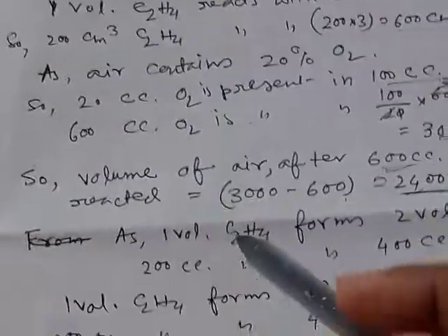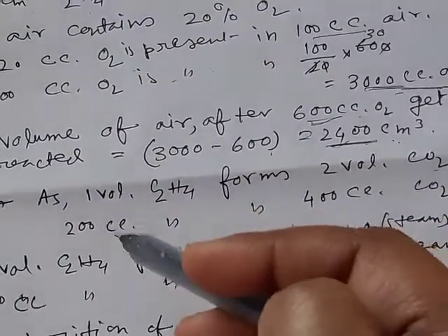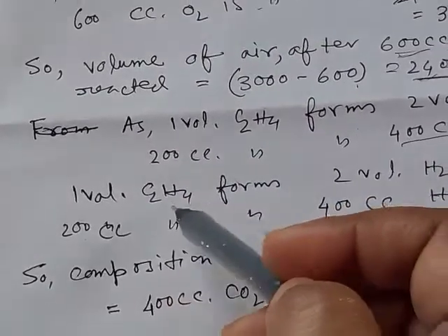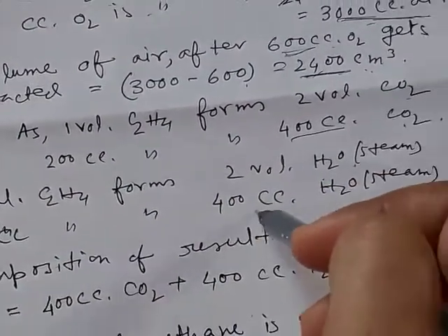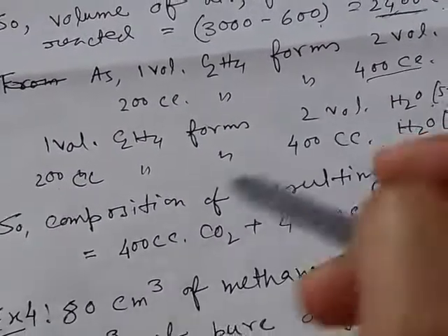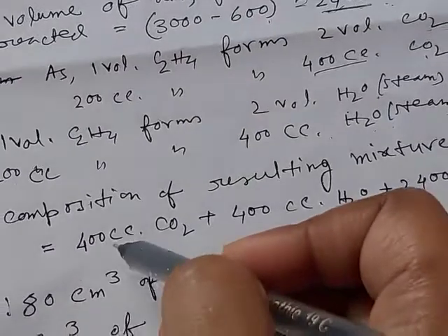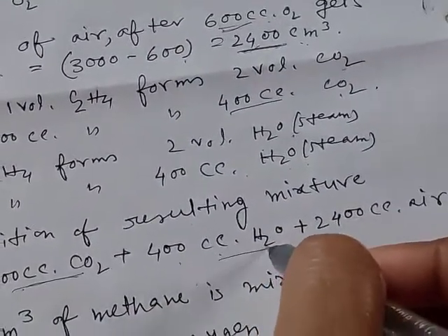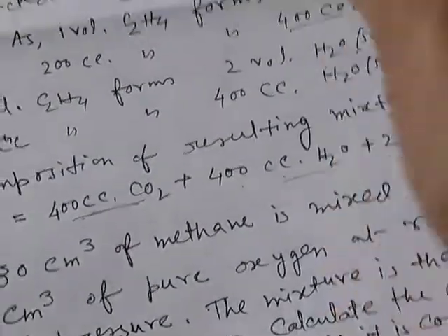Now from 1 volume of ethylene we get 2 volumes of carbon dioxide. So from 200 cc ethylene we get 400 cc carbon dioxide. From 1 volume ethylene we get 2 volumes steam. So from 200 cc ethylene we get 400 cc steam. So after reaction the composition of the resulting mixture is the products, that is 400 cc carbon dioxide, 400 cc water, and the remaining 2400 cc air. So this is the composition.